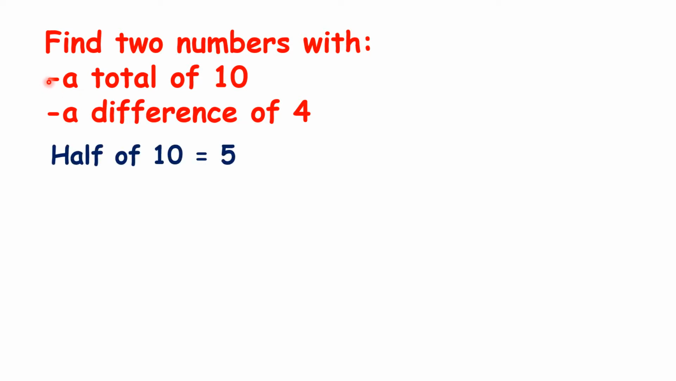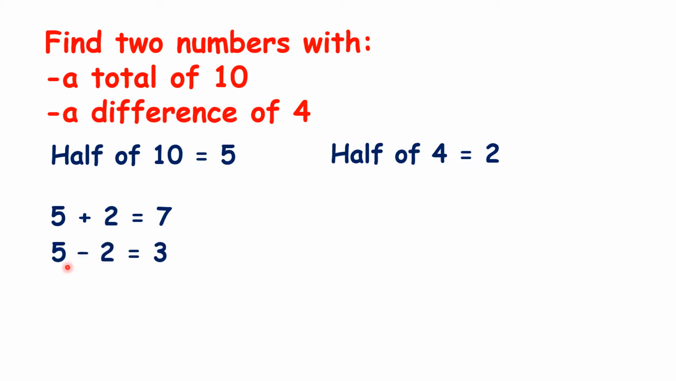You find half of the total, so half of 10 is 5, and then you find half of the difference, so half of 4 is 2. Then you add half the difference to half the total and subtract half the difference from half the total. That gives us our two numbers, 7 and 3, because 7 plus 3 is 10 and 7 minus 3 is 4.